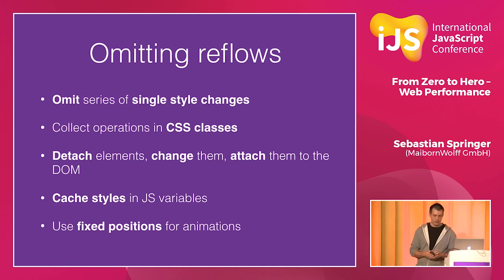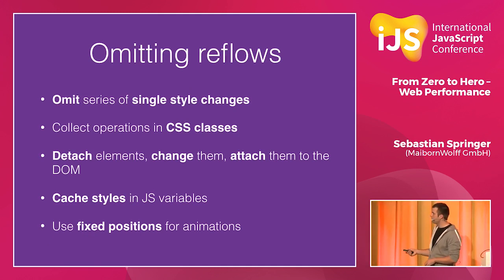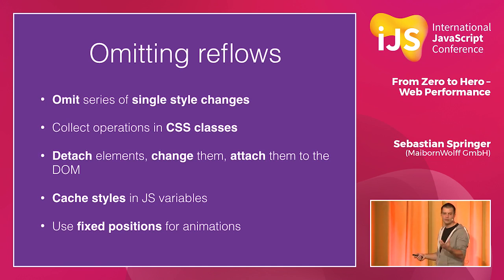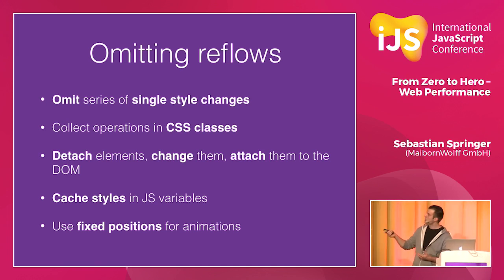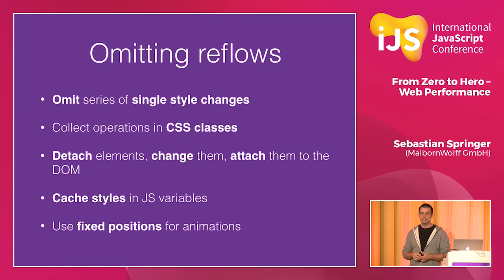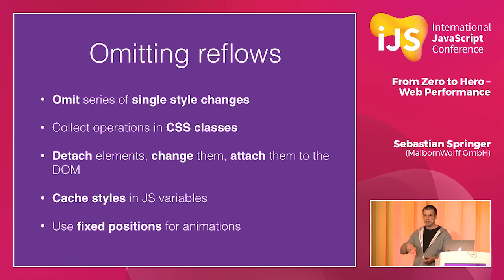So in order to omit the reading of variables or of properties, just cache the stuff in your JavaScript. That's easy. Omit single style changes. So don't change the height, the width, and the color of an element, but change it all at once. How do you do that? Use CSS classes where possible, because then you apply a group of changes all at once.